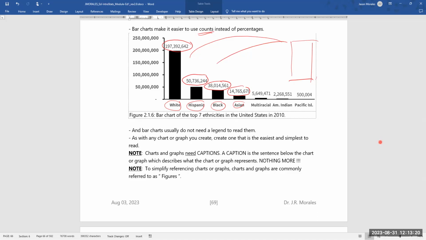As with any chart or graph you create, you want to create one that is the easiest and simplest to read. Charts and graphs need captions. So what's a caption? A caption is the sentence below the chart or graph which describes what the chart or graph represents and nothing more. So you'll notice this little sentence that I've got here down below. This is a caption.